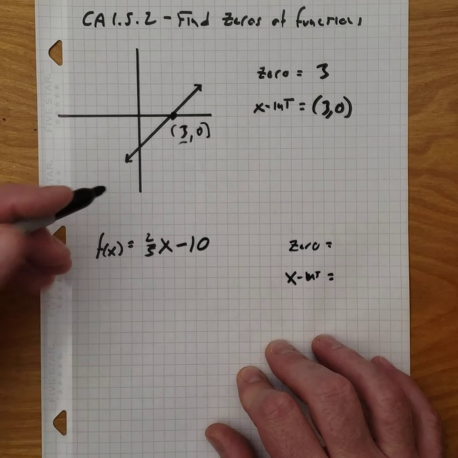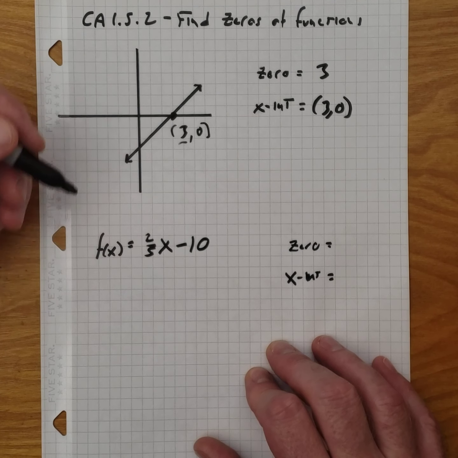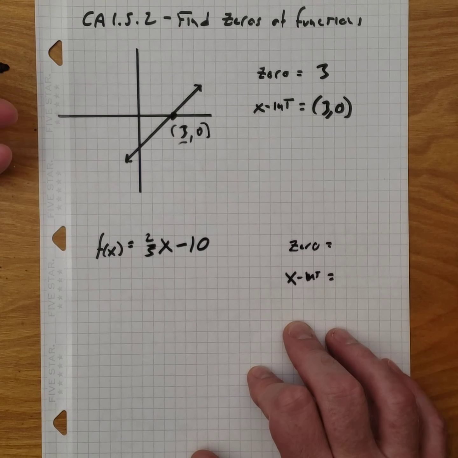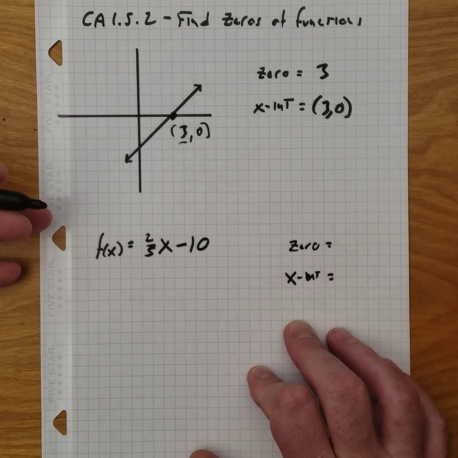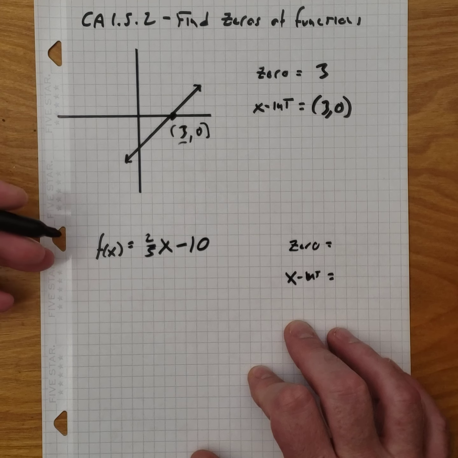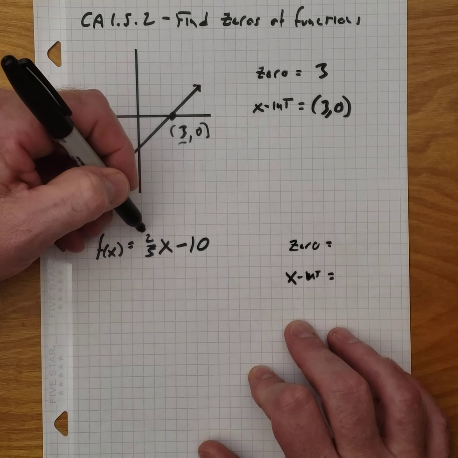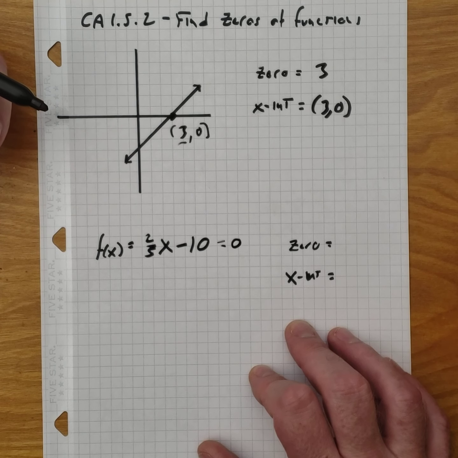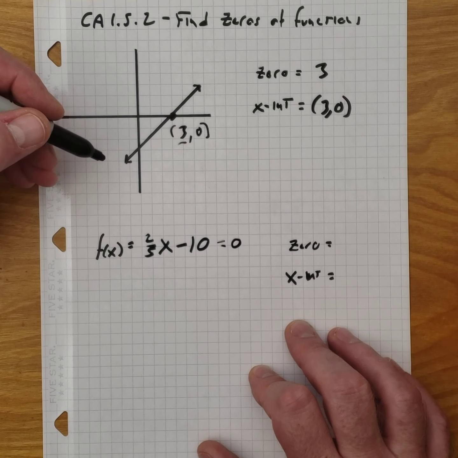Now we can make it a little bit more difficult here. We've got f of x equals 2/5 x minus 10. If we want to know the zero of that function, the way we find it is we want to know what number we put in for x to make an output of 0, or in other words, what is it that's going to make this expression equal to 0? Well, now we have an equation, a really simple equation.